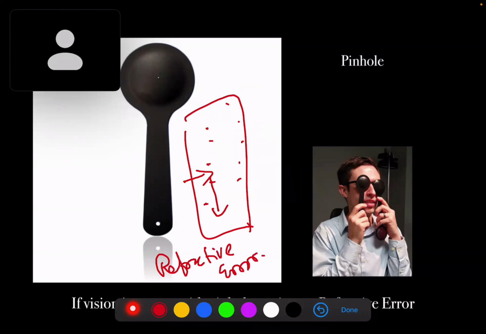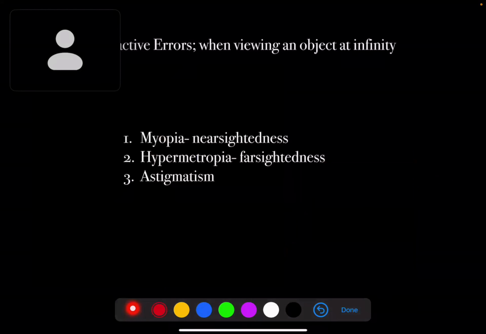So what are refractive errors? Those are where the error can be corrected with glasses. Those are what are known as refractive errors. So there are 3 main types. One is myopia or nearsightedness, hypermetropia or farsightedness, and number 3 is astigmatism.